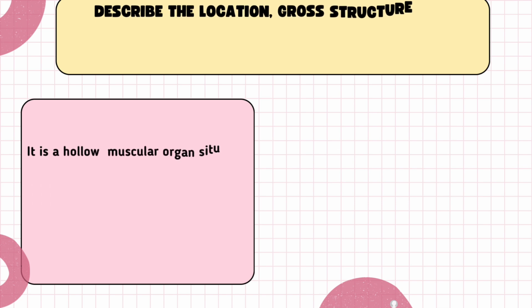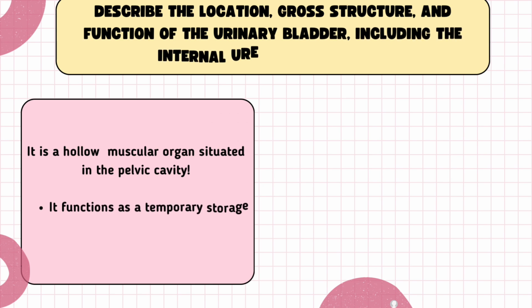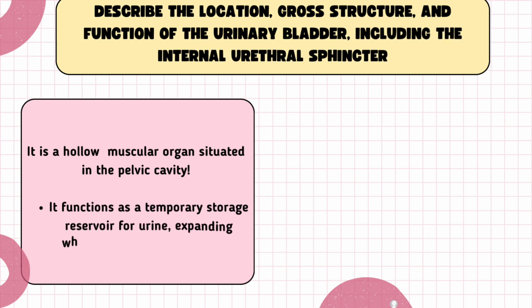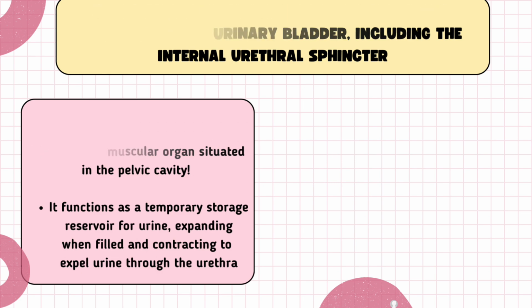All right, so next we'll describe the location, gross structure, and function of the urinary bladder, including the internal urethral sphincter. So the urinary bladder is going to be a hollow muscular organ situated in the pelvic cavity. It functions as a temporary storage reservoir for urine and expands when filled, with contractions to expel urine through the urethra. The internal urethral sphincter is going to be a smooth muscle at the bladder neck that controls the flow of urine by involuntarily contracting.